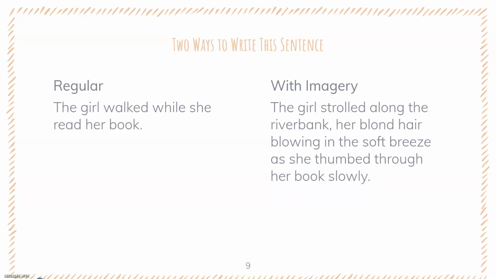Next, her blonde hair blowing in the soft breeze. Okay, two things here. Number one, we know that the girl has blonde hair, and number two, there was a soft breeze, which in my opinion, I would picture like it was probably a nice day out, not too hot, not too warm. And because she's thumbing through her book slowly, you get kind of this relaxed vibe, very chill.